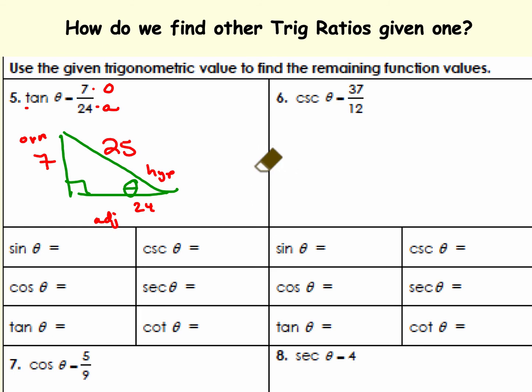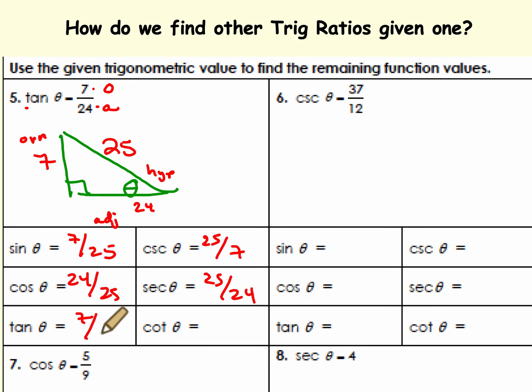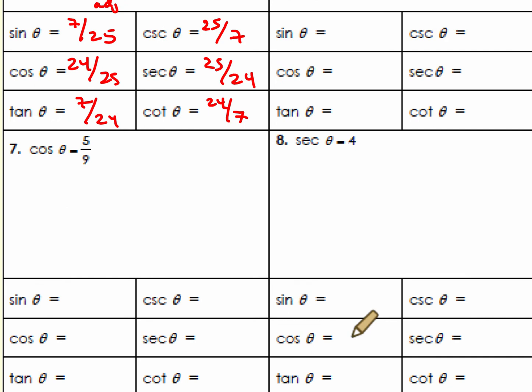Now, it's just the same thing that we did before. So the sine is opposite over hypotenuse, and cosecant is reciprocal. Cosine is adjacent over hypotenuse, and secant being its reciprocal. And then tangent is opposite over adjacent, with cotangent being its reciprocal. Okay, let's go ahead and look at this one, number 8.